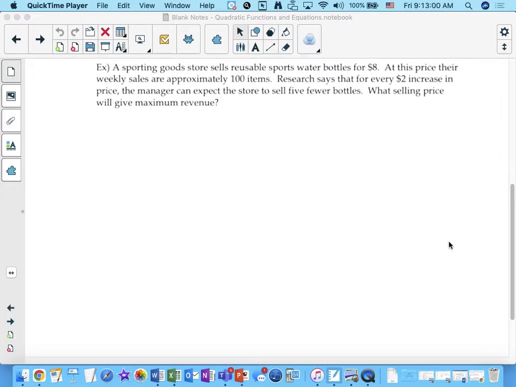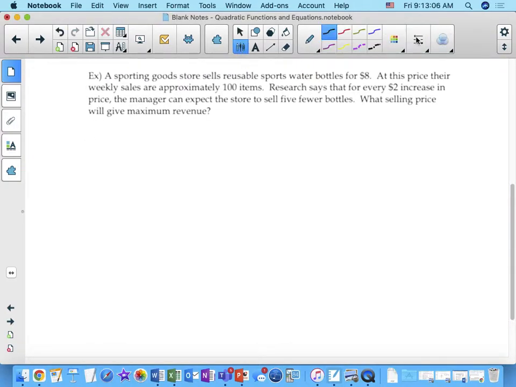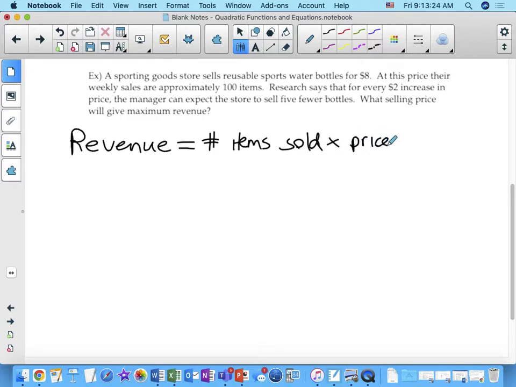Okay, so yes, revenue is number of items sold times the price of each item.